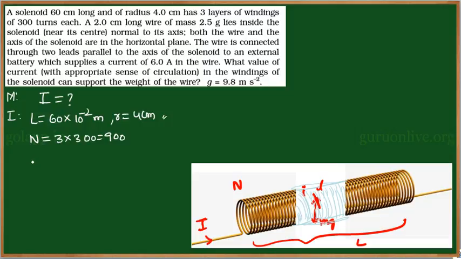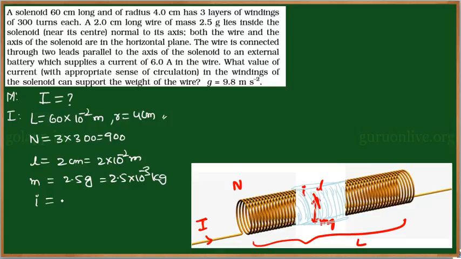And the length of the copper wire which is kept inside that solenoid, L, is equal to 2 centimeters, that is equal to 2 into 10 to the power of minus 2 meter, and the mass of the copper wire M is equal to 2.5 grams, that is equal to 2.5 into 10 to the power of minus 3 kg. And the current which is flowing in the copper wire I is equal to 6 amperes, and g is equal to 9.8 meter per second square.